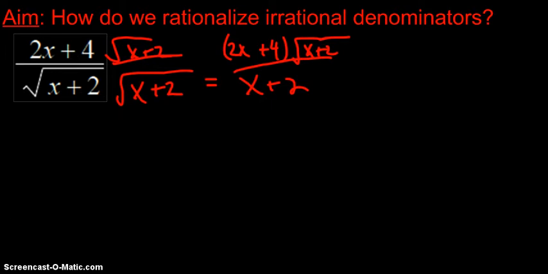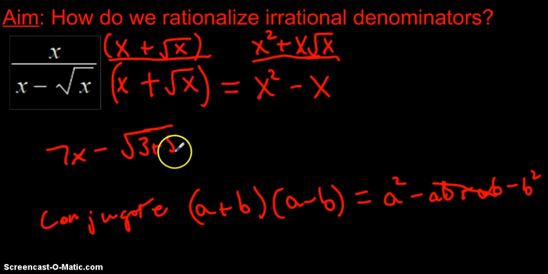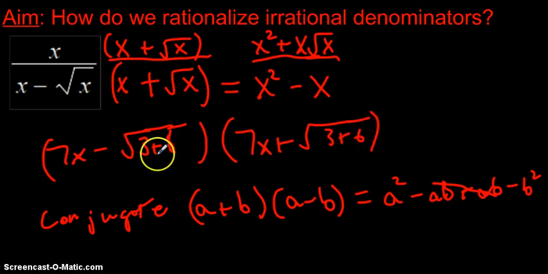So the key thing to remember here would be to get rid of a binomial irrational denominator, you should multiply by the conjugate. Alright, so if we had a denominator of 7x minus radical 3 plus 6, the conjugate would actually be 7x plus radical 3 plus 6. Okay, so the radicals will be opposite signs, but same terms for the conjugate.